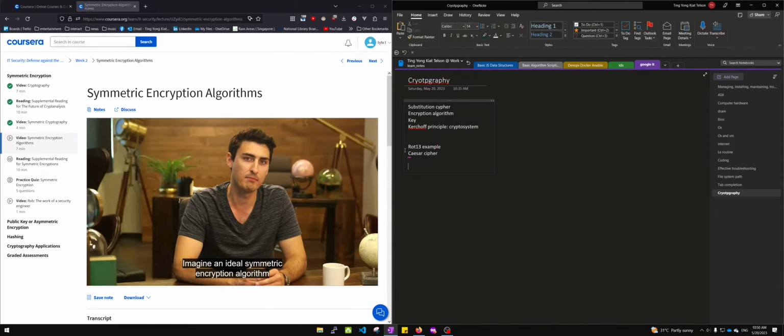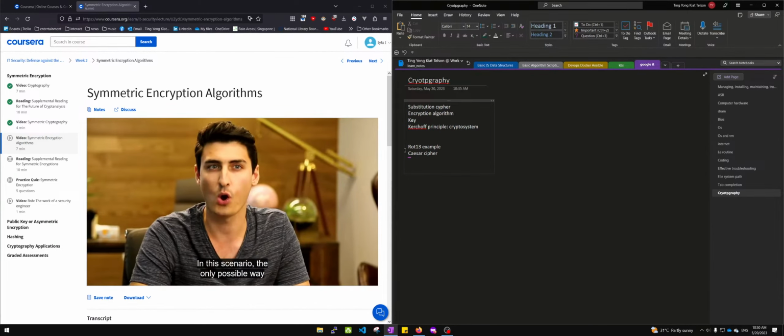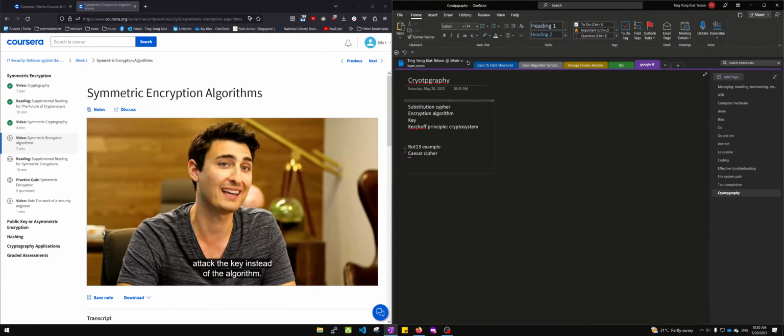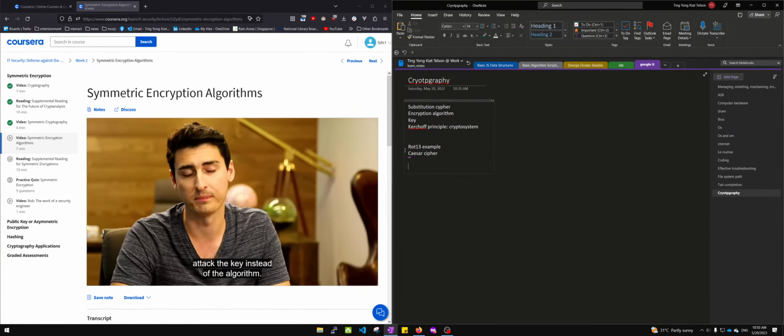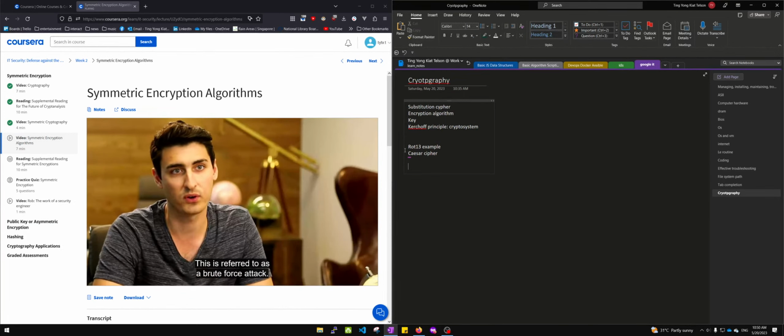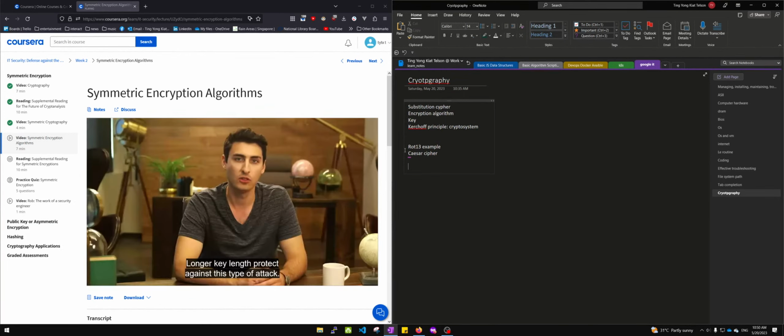Imagine an ideal symmetric encryption algorithm where there are no flaws or weaknesses in the algorithm itself. In this scenario, the only possible way for an adversary to break your encryption would be to attack the key instead of the algorithm. One attack method is to just guess the key and see if the message decodes correctly. This is referred to as a brute force attack. Longer key lengths protect against this type of attack.